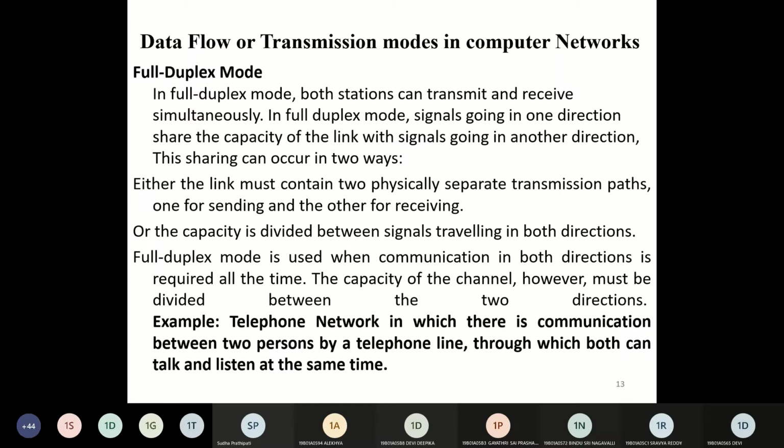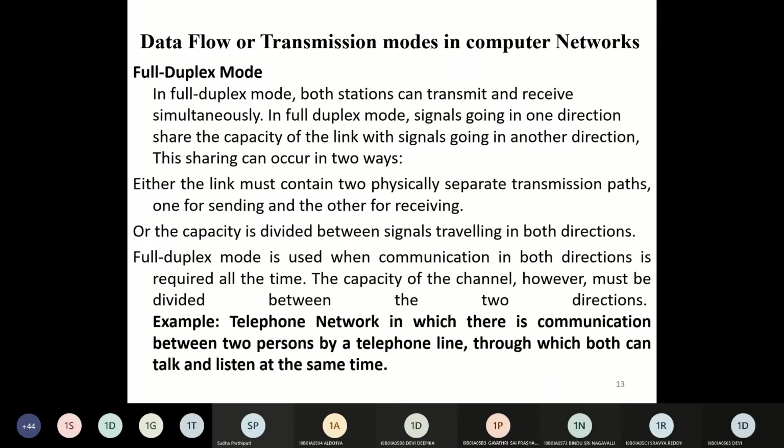So in full duplex mode, both stations can transmit and receive simultaneously, meaning at the same time. In full duplex mode, signals going in one direction share the capacity of the channel or the link with signals going in another direction. This sharing can occur in two ways. Either the link must contain two physically separated transmission paths, one for sender and the other for the receiver, or the capacity of the channel is divided between signals traveling in both the directions. So this is full duplex mode.